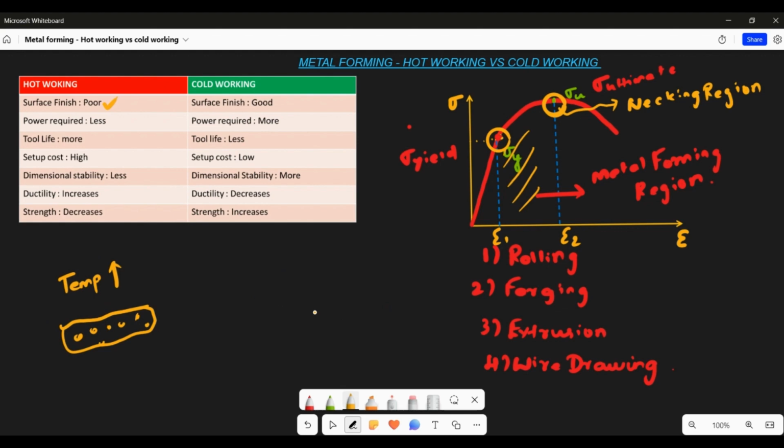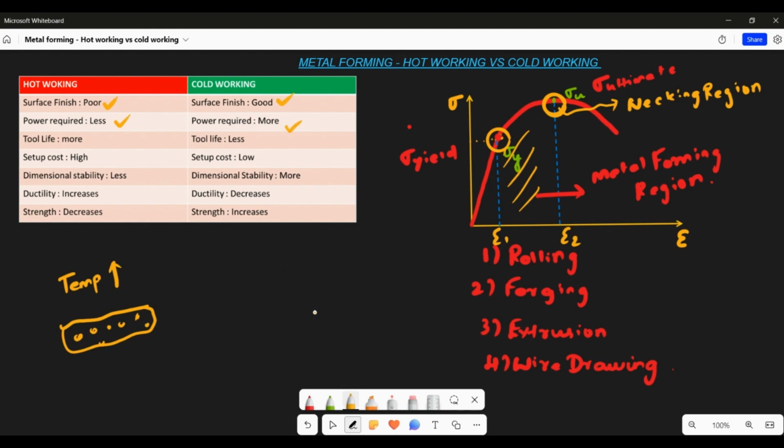In cold working, I'm not going to increase the temperature, so there is no problem of oxidation, so the surface finish will be good. The second thing is power required. Here, due to the less strength of the metal, I don't want to give more load to deform. So here I am going to give only less load, so the power required will be less. In cold working, ultimate strength will be increasing, so I want to give more load to deform the material. So here power required will be more.